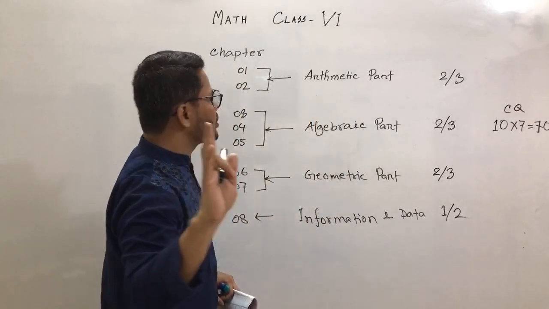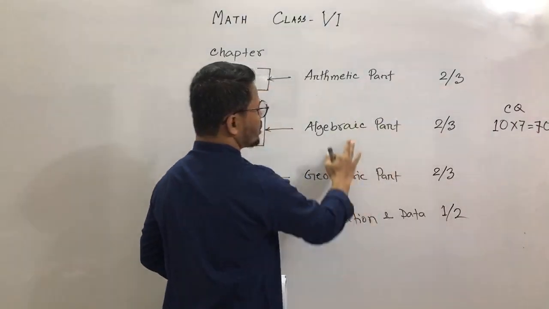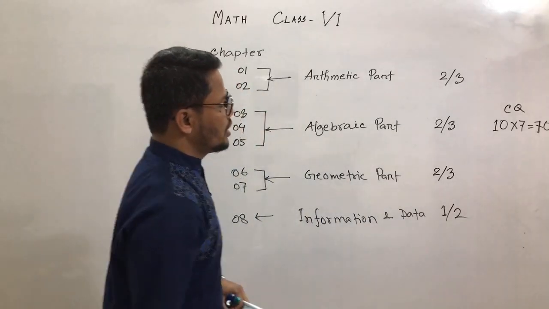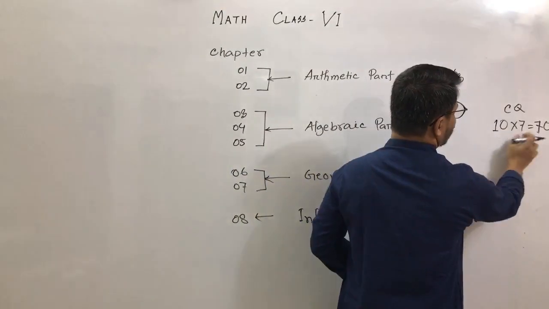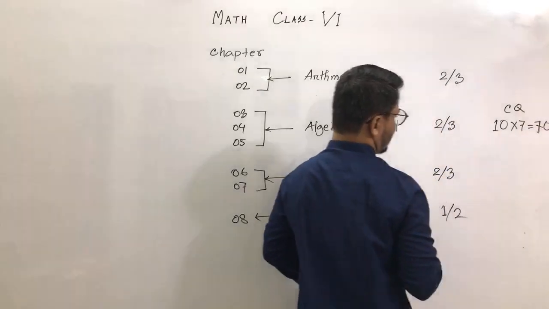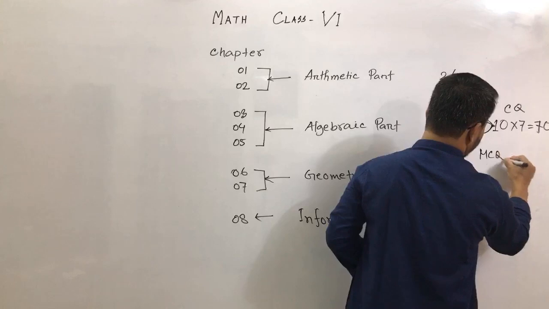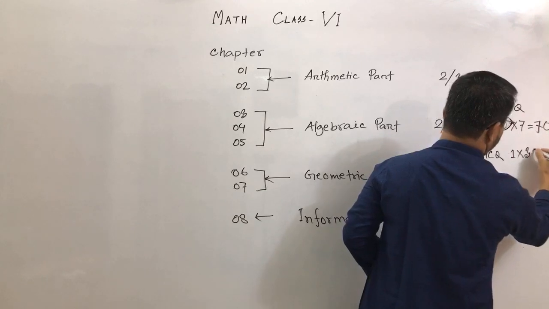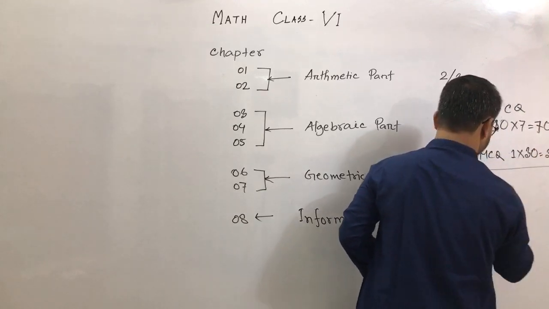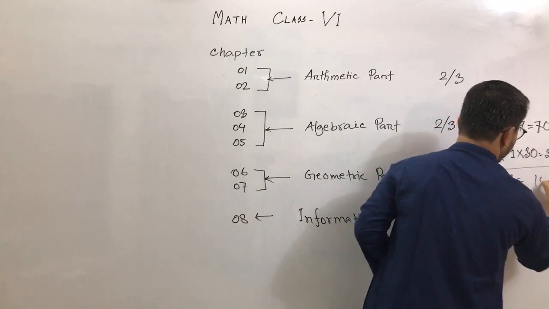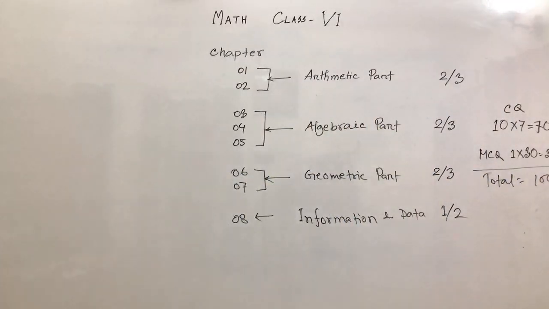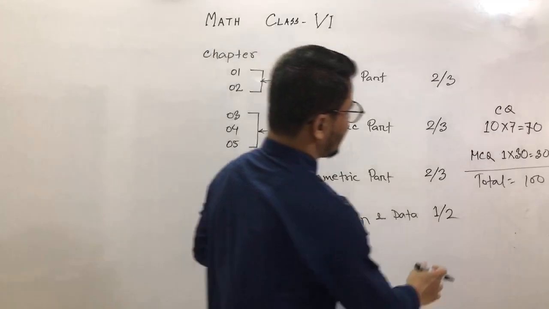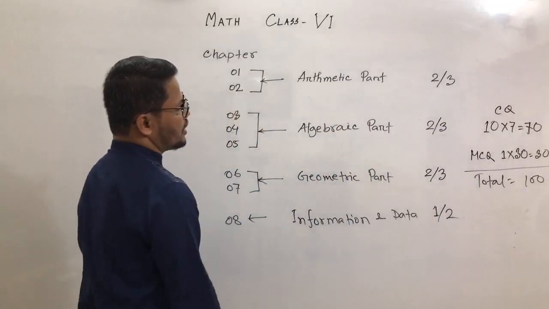In the 100 marks question paper, 2 questions are from arithmetic, 2 questions from the algebraic part, 2 questions from geometry, and 1 question from data and information. The 7 questions totally will be 10 multiplied by 7, 70. And the MCQ: each MCQ mark is 1, so 30 MCQs will be 30 marks. Total 100. So my dear students, this is your total marks in the final term exam, the half yearly exam.